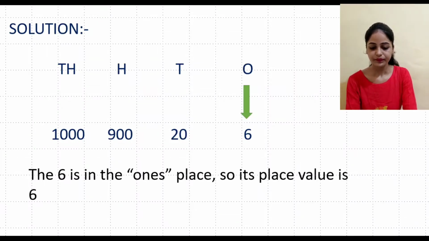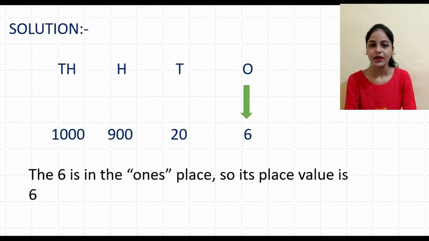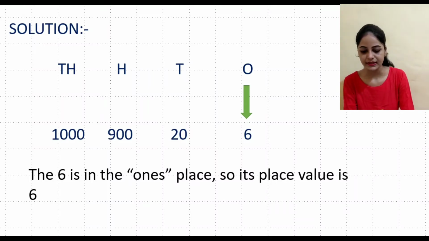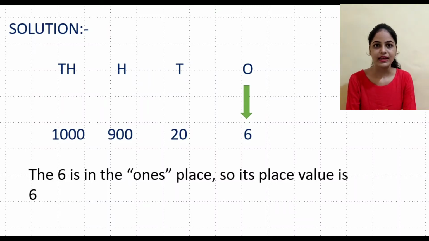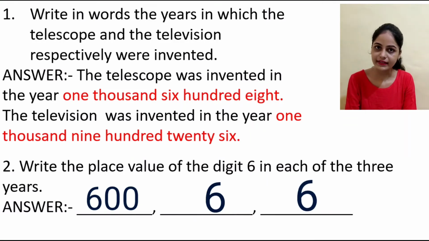Next, in the thousand place, we have to write 1000. In the hundred place, we have to write 900. In the tens place, we have to write 20. And in the ones place, we have to write 6. So the 6 is in the ones place. So its place value is 6. In the third blank, we have to write 6.